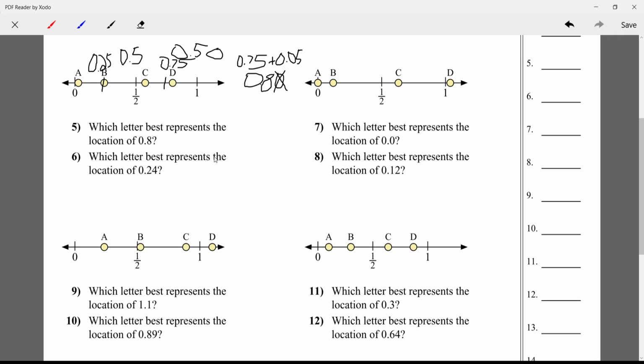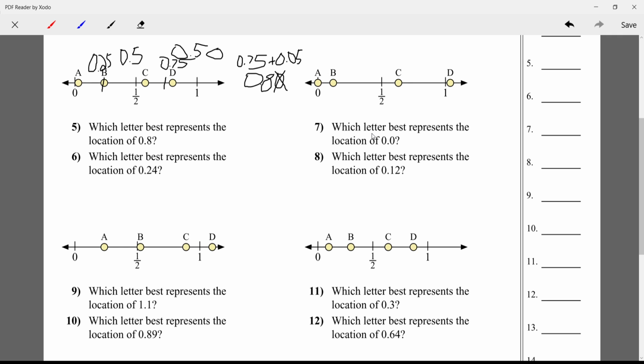So which letter best represents the location of 24 hundredths? Well, I said B is right around 25 hundredths. So clearly 24 hundredths must be B because it's right around my estimate for 25 hundredths. So the answer to 6 would be B.